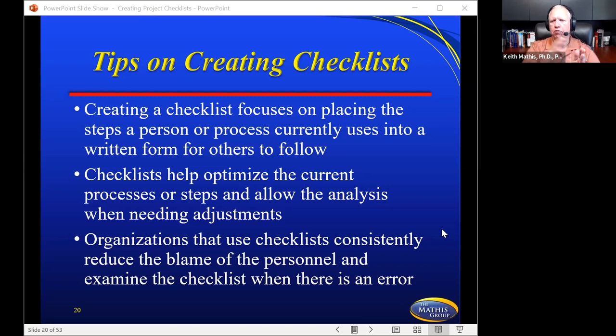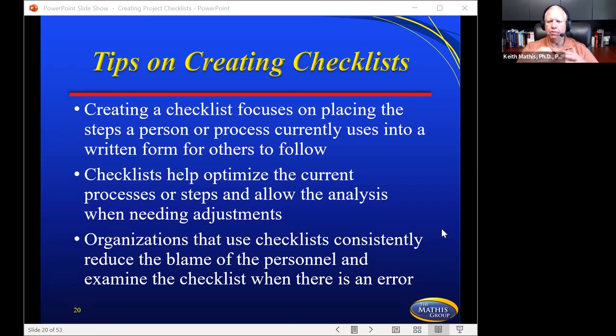First thing we need to do is fix the process, then come back with supporting it with the checklist, okay? They help optimize the current process or steps and allow the analysis when needing adjustments. Organizations that use checklists consistently reduce the blame of the personnel and examine the checklist when there's an error.